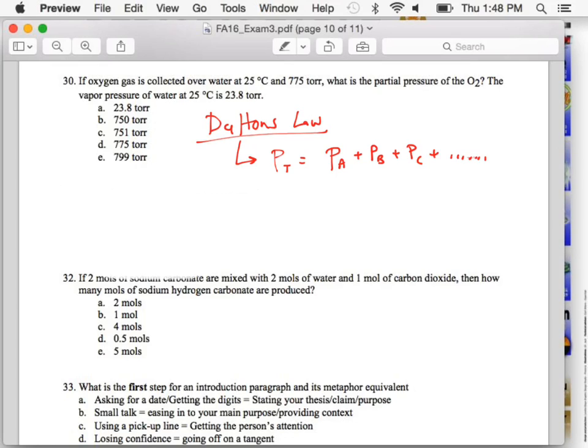So oxygen gas is collected over water at 25 degrees Celsius and 775 torr. What is that 775? Yes, it's a pressure. Pressure of what? Oxygen gas is collected over water at a pressure of 775 torr. So oxygen gas. Could just be the oxygen gas, but then what's the rest of the question say? The vapor pressure of the water is 23.8 torr. What does that mean?